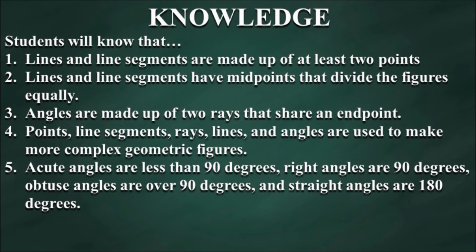Students will know that acute angles are less than 90 degrees. Right angles are 90 degrees. Obtuse angles are over 90 degrees. And straight angles are 180 degrees.